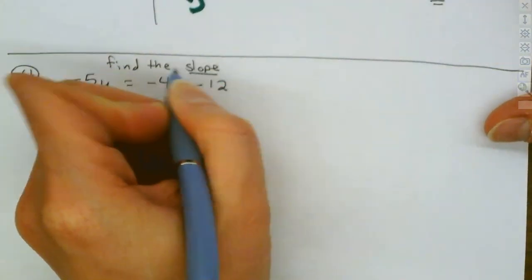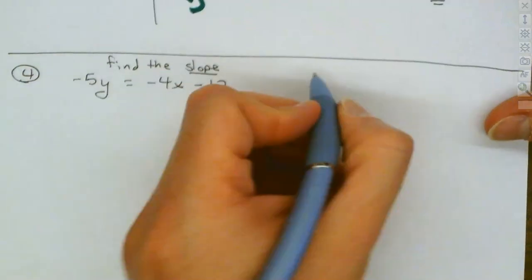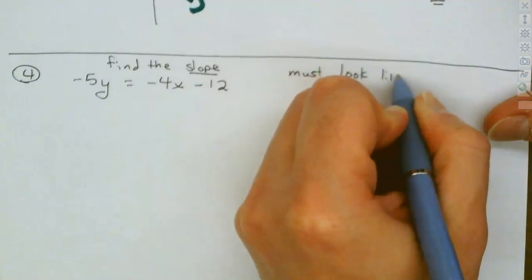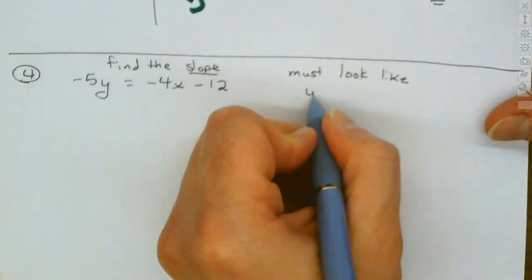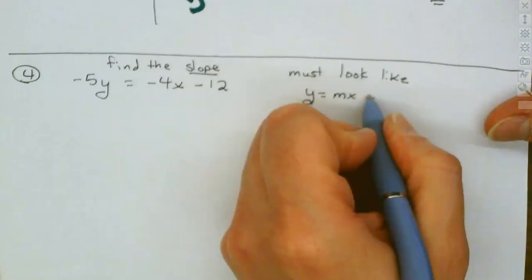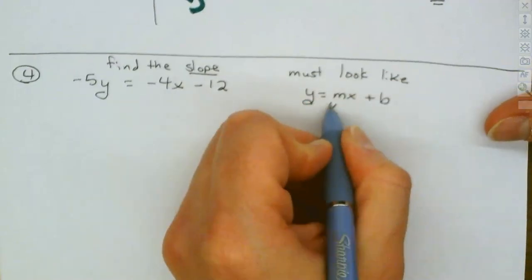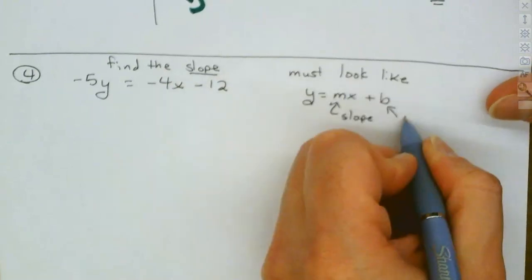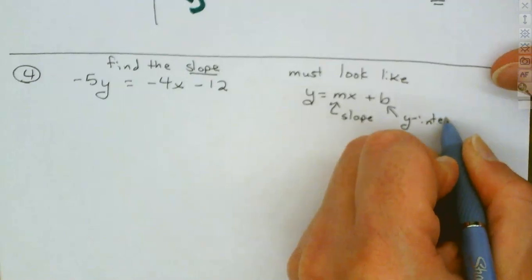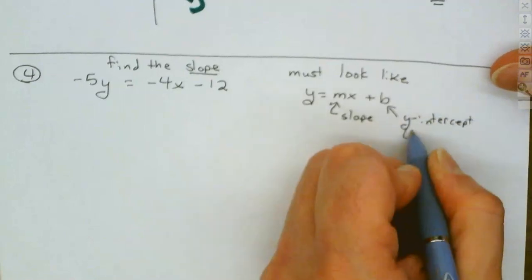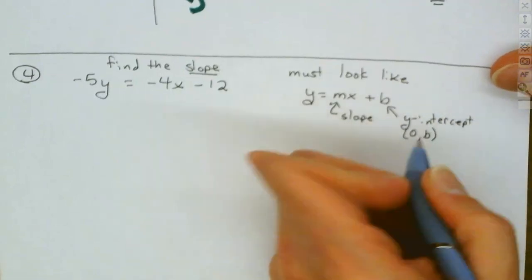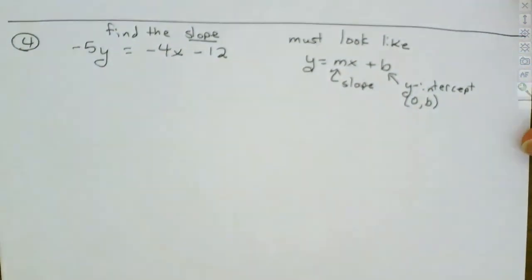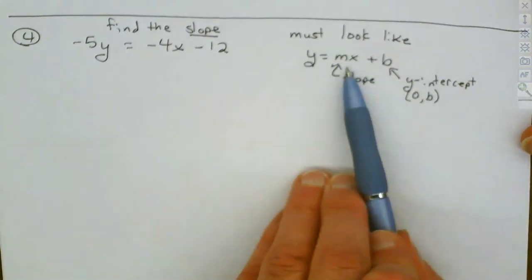Now, whenever we have an equation, we want it to look like this. So it needs to look like y equals mx plus b. And this m, well, that is going to be the slope. And the b, well, that is going to be your y-intercept. And that's 0, comma b. And this is what's called slope-intercept form. And we're going to learn more about this today.